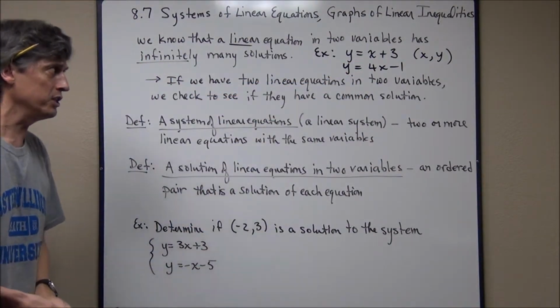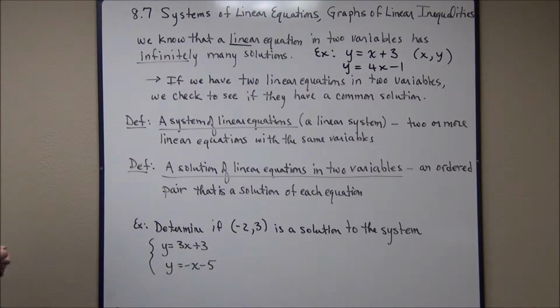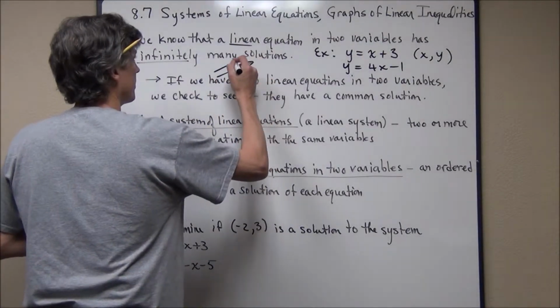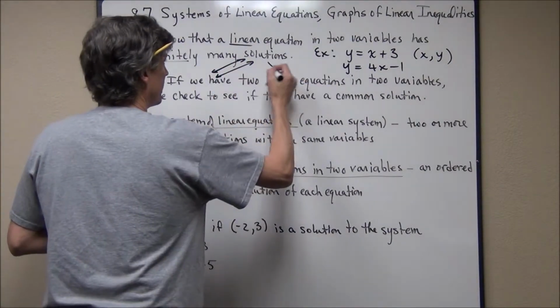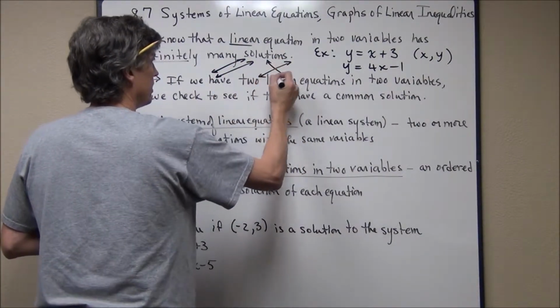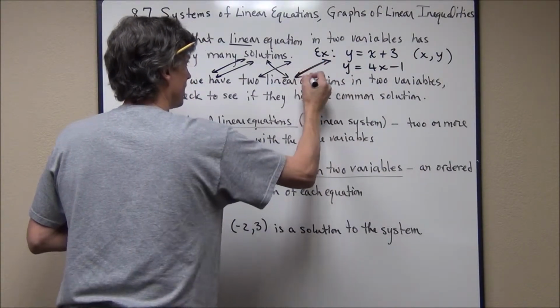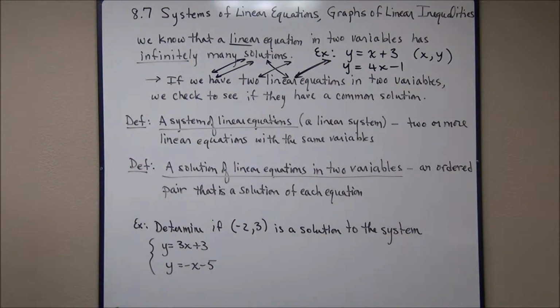One of three things is going to happen if we graph two lines on the same set of axes. They're either going to be parallel, or they're going to cross at a single point, or it turns out it's the same exact line and we're going to have every point on the line in common. Every ordered pair of one would be an ordered pair of the other.